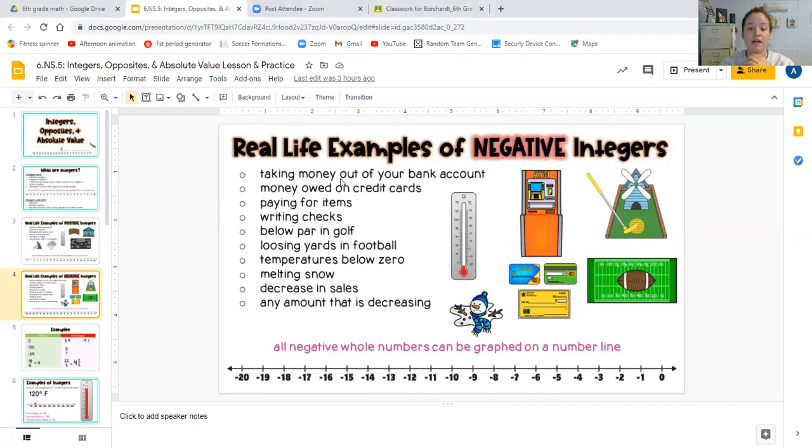Melting snow, decreases in sales. That keyword decrease lets you know that it's going down, and any amount that is decreasing. So we have those keywords below, decreasing, getting smaller. Those would let us know that they are negative integers.